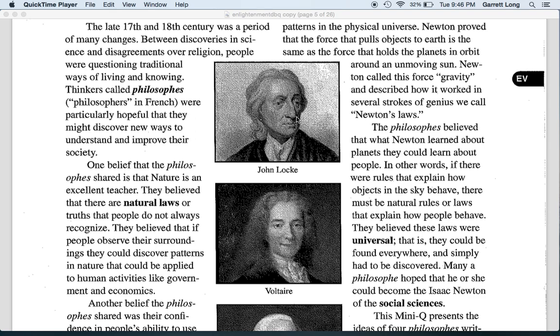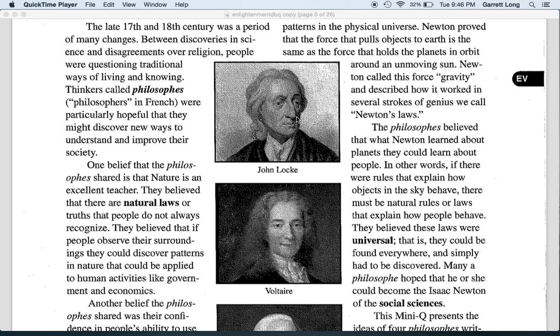Another belief the philosophers shared was their confidence in people's ability to use reason to discover truths. In fact, the Enlightenment period in history is often called the Age of Reason. Please highlight the Age of Reason. We should know that's just another name for the Enlightenment.